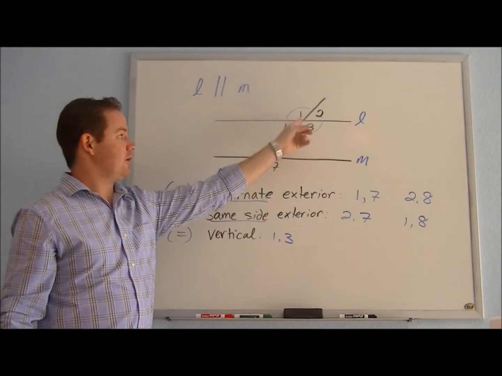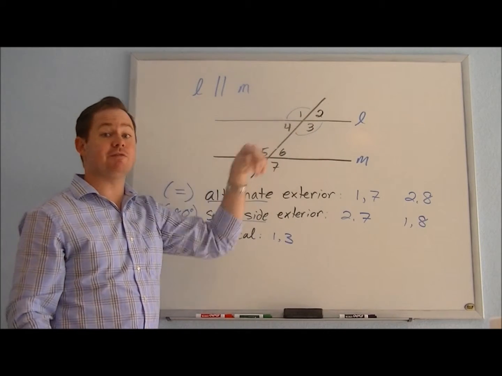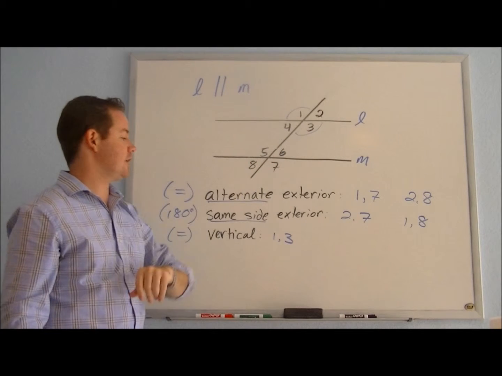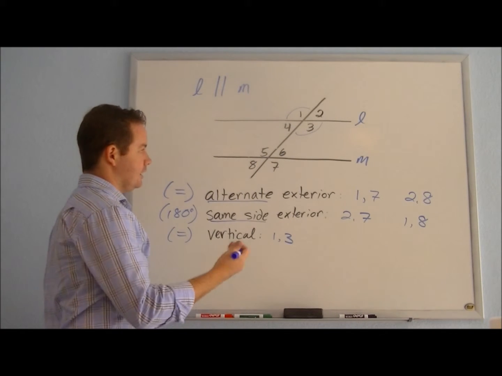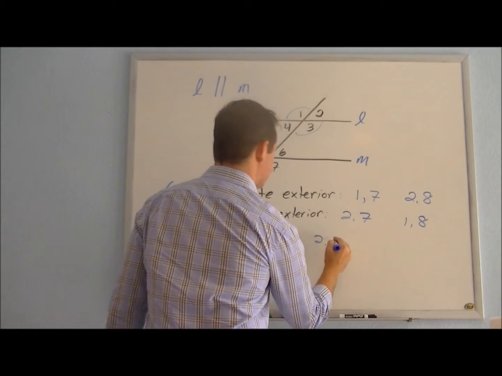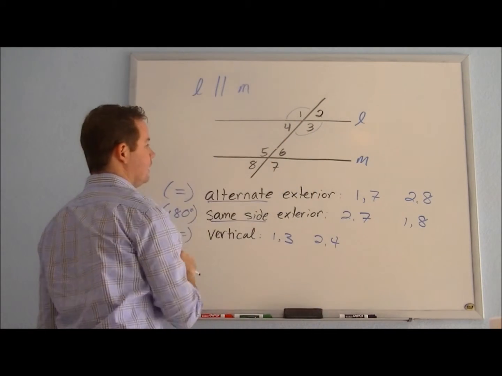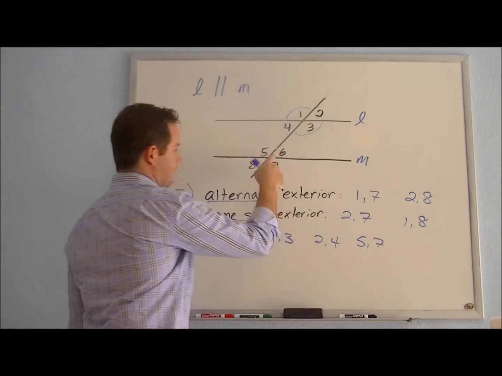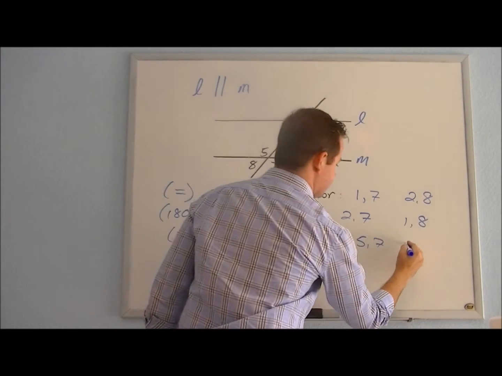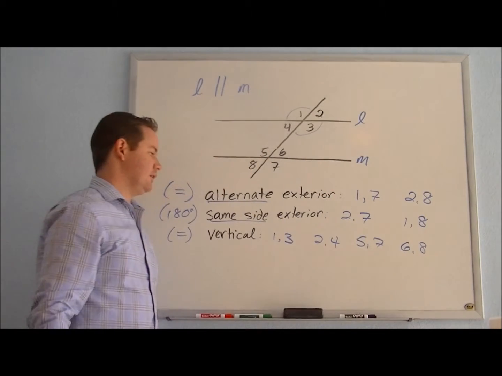We see that they are across a point or a vertex. They are across a vertex from one another. They are vertical angles. Other pairs of vertical angles in this figure would include 2 and 4, which are vertical angles, 5 and 7, which are vertical angles, and 6 and 8, which are also vertical angles.